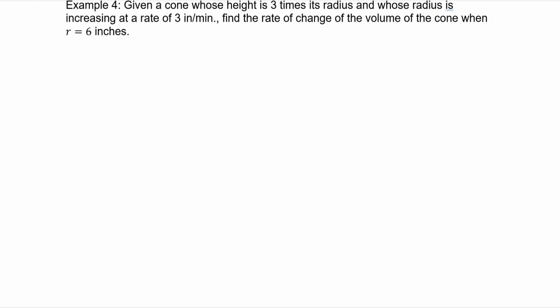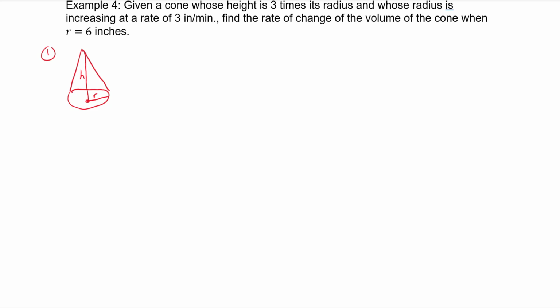All right, example 4. So given a cone whose height is 3 times its radius, and whose radius is increasing at a rate of 3 inches per minute, we want to find the rate of change of the volume of the cone when the radius is 6 inches. So step 1, draw our picture. So just think of an ice cream cone flipped upside down. So here's our radius of the base, and then the height of the cone.